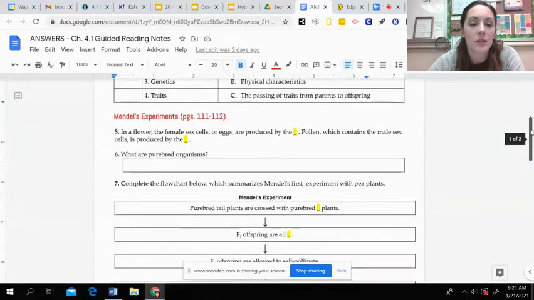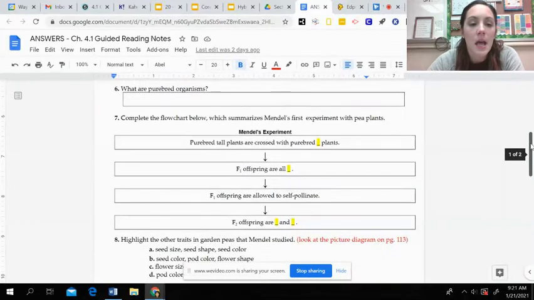Then for the next section, you're answering some questions. And then for question number 7, the flow chart, there's not a diagram for this, but there's a paragraph section where it talks about Mendel's first experiment with the pea plants and the steps that he did and what happened. So you're just going to read through that and fill in those missing pieces.